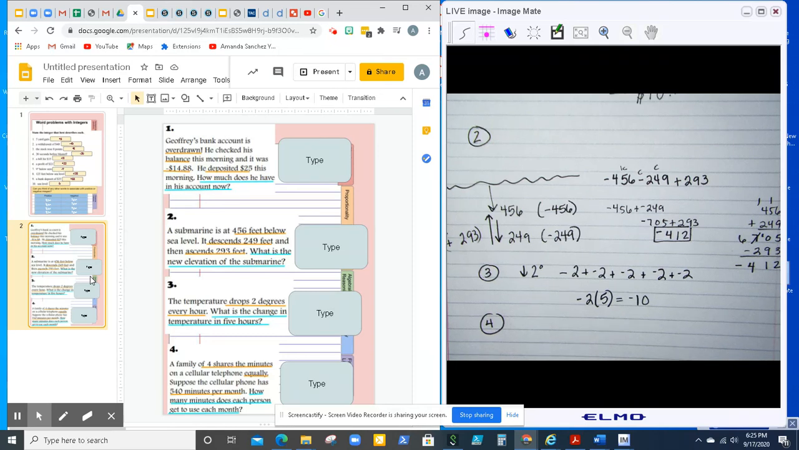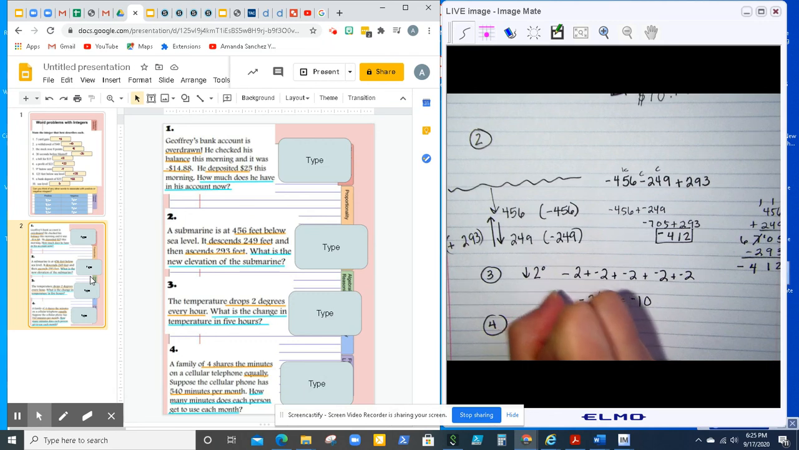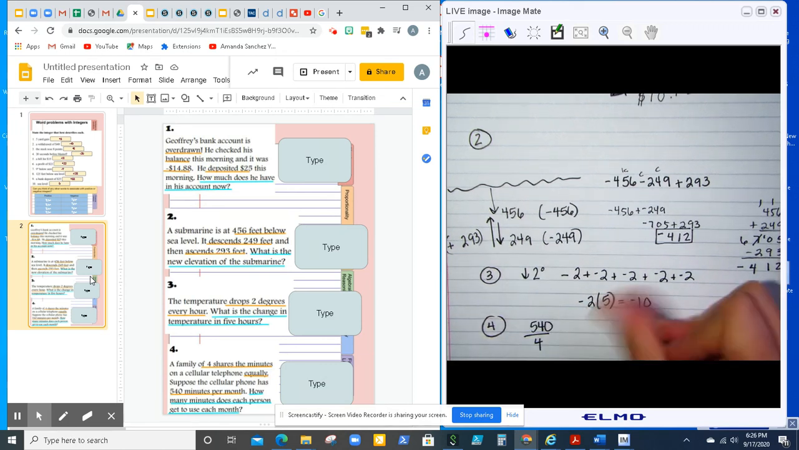Number 4, a family shares the minutes on a telephone equally. Suppose the cellular phone has 540 minutes per month. How many minutes does each person get to use each month? So you're going to take the 540 and you're going to divide it by 4. So 540, because it says equally, by 4.